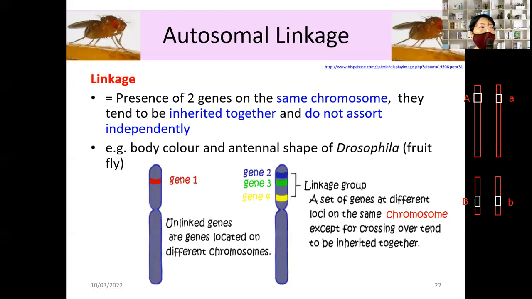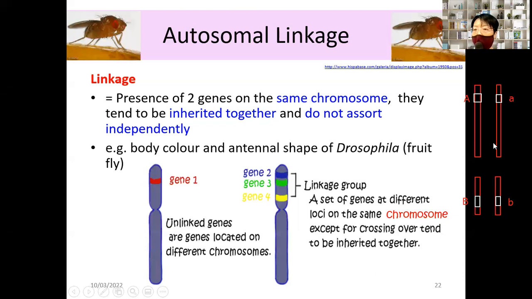Do you remember what is independent assortment? How this pair of chromosomes is arranged at the equator is independent of this pair. So that means now when the chromosomes are arranged like this, big A is on the left, small a is on the right. But they can arrange the other way around, right? Where small a is on the left, big A is on the right, isn't it? Same as this pair. It can be arranged big B on the left, small b on the right, or small b on the left, big B on the right.